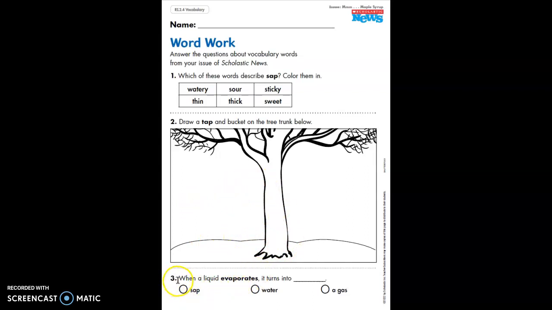Question 3. When a liquid evaporates, it turns into blank. Does it turn into sap, water, or a gas? Look in your Scholastic News for when a liquid evaporates.